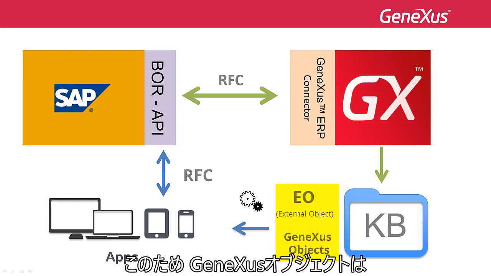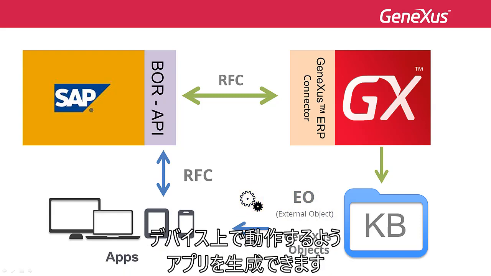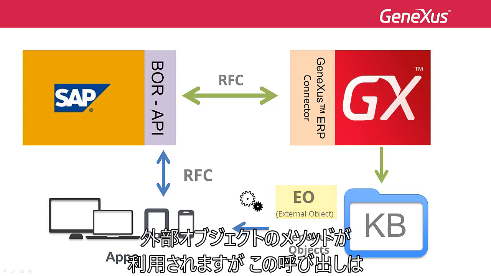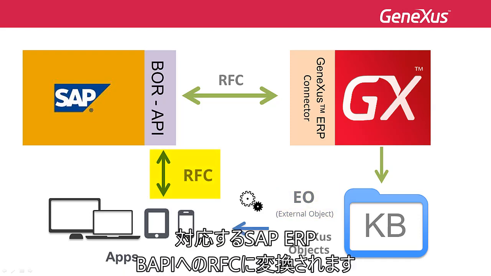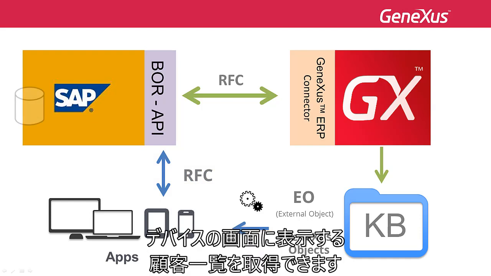Therefore, the GeneXus objects interact among themselves using the GeneXus language, but the application can be generated to run on a device. In this case, when accessing the screen to show clients, which involves a method of the external object, this invocation is translated into the RFC call to the corresponding SAP ERP BAPI. This BAPI is the one that makes it possible to access the SAP database and returns the list of clients that is displayed on the screen's device.